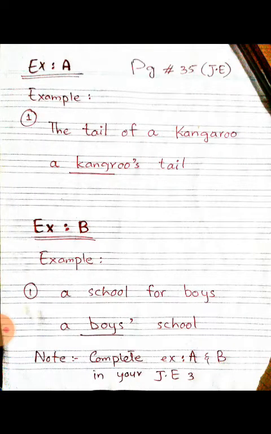Okay, students, now there is a task for you. In your Junior English on page number 35, exercise A and exercise B will be done by you. As you can see, in exercise A, sentence number 1 is completed for you and you can take it as an example to complete further sentences. In the same manner, from exercise B, sentence number 1 is completed for you. So in the same manner you can complete the rest of the sentences of exercise B.